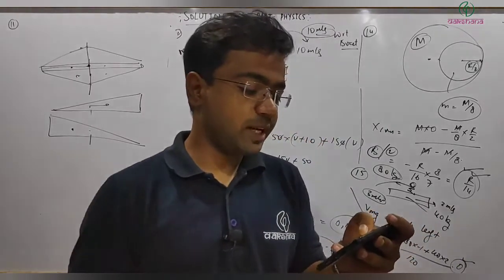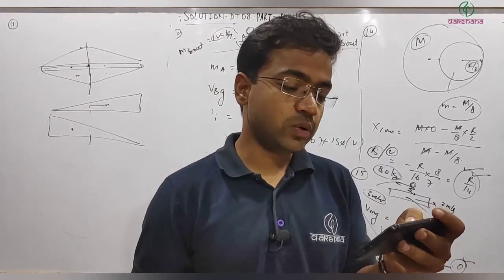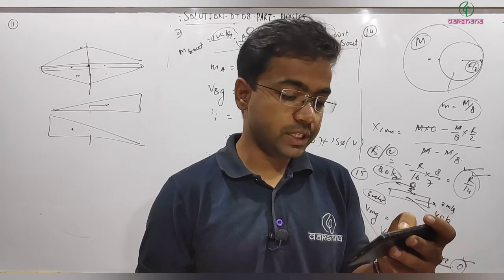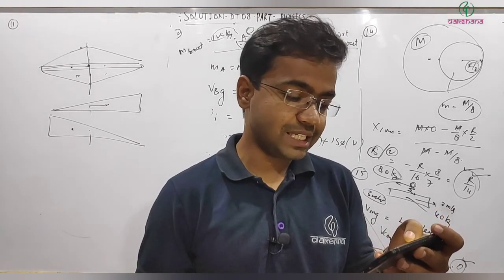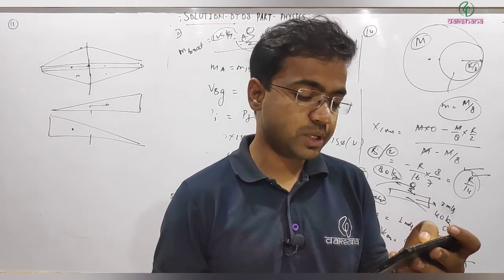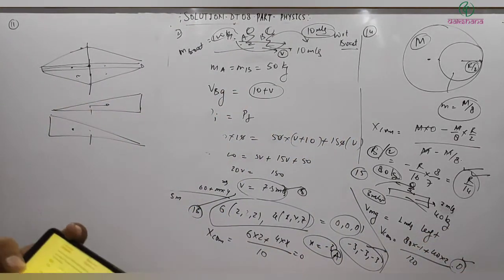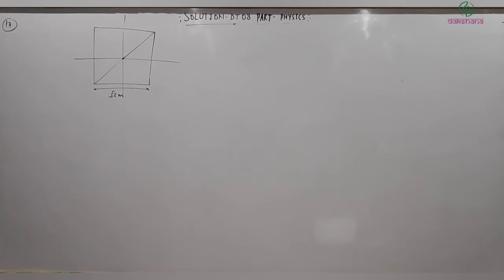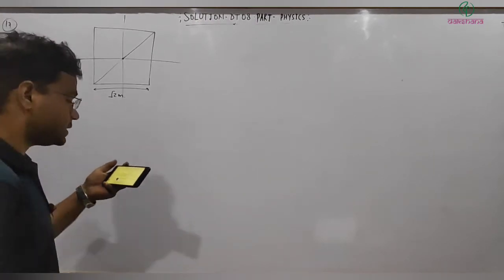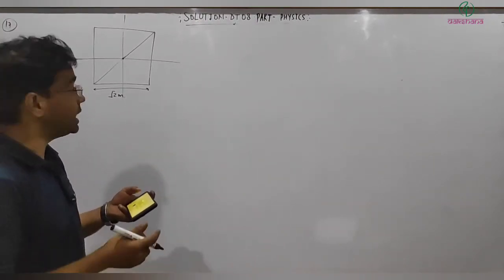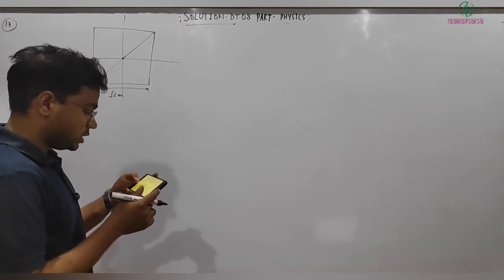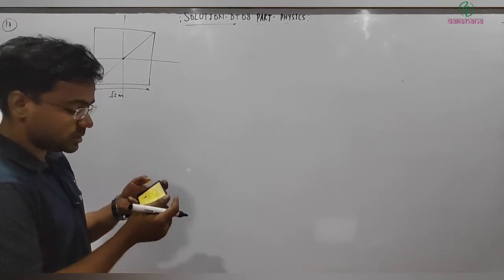Figure shows a square plate of uniform thickness of side root 2 meter. 1/4 of the plate is removed as indicated. The distance of center of mass of the remaining portion from the center of the original square plate is. Okay, so in question number 17, it's asking 1/4 of the plate removed as indicated. The distance of center of mass of the remaining portion from the center of the original.